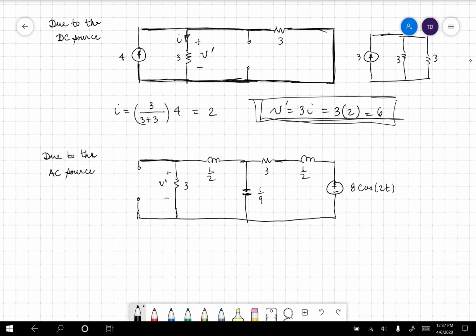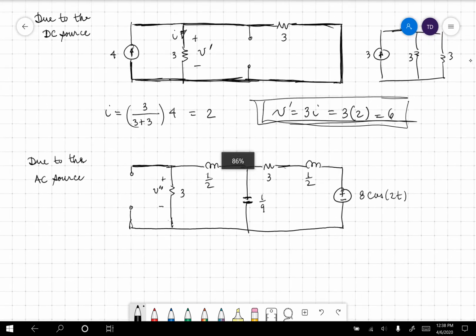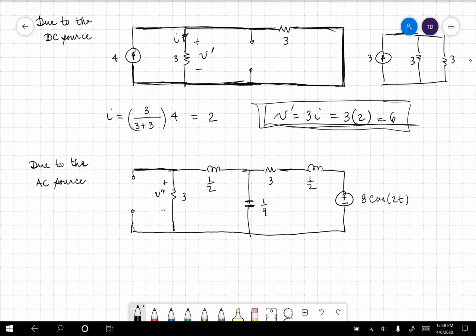I'm solving for V double prime here. This is not the derivative, V double prime. It's the component of V due to the AC source, due to this source right over here. What do I do with this circuit? We want the steady state solution. What do I do?